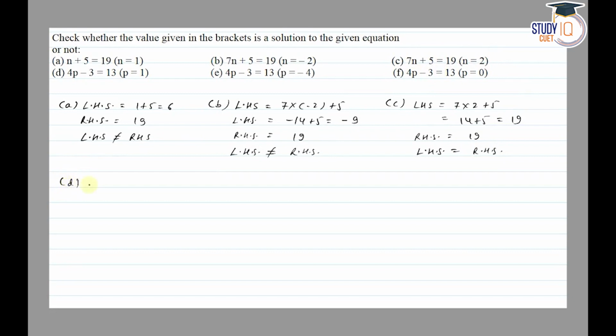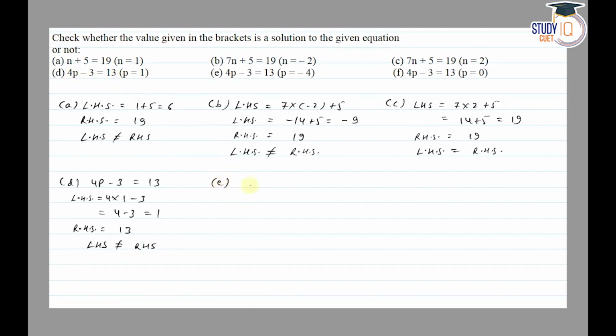Then part D is 4p minus 3 is equal to 13. So LHS will be, the value of p is 1, so 4 into 1 minus 3 is equal to 4 minus 3 is equal to 1, and the right hand side given is 13. So 1 is not equal to 13. So LHS is not equal to RHS. So p equal to 1 is not the solution of the equation 4p minus 3 is equal to 13.